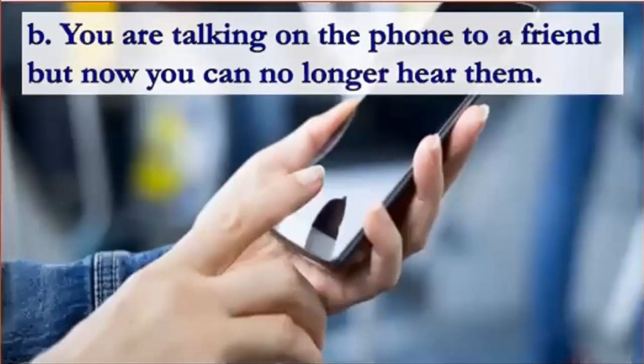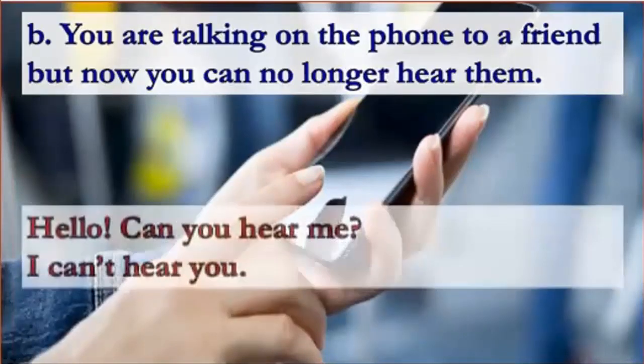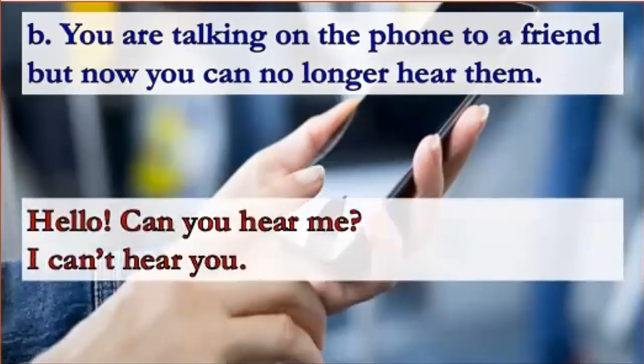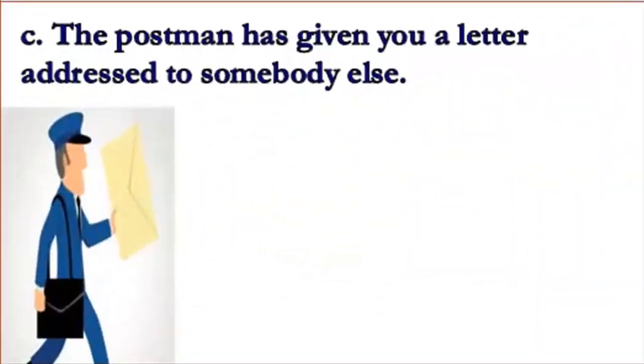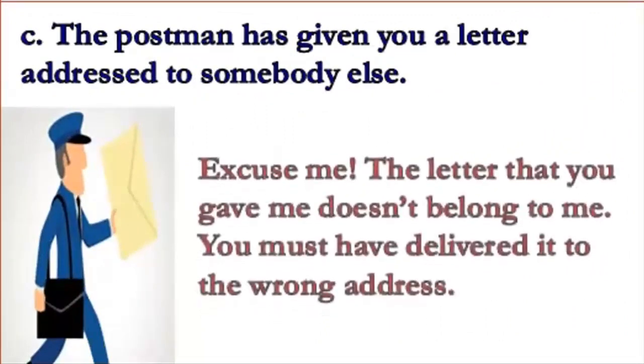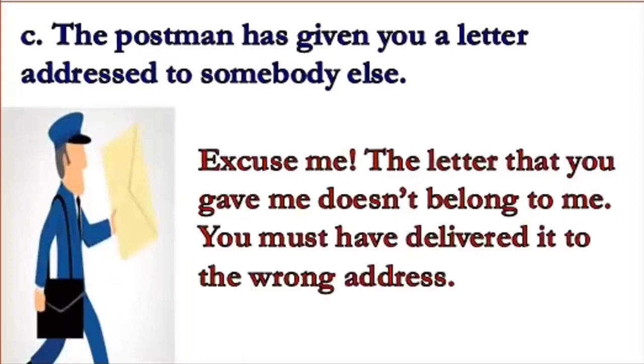Point B, you are talking on the phone to a friend, but now you can no longer hear them. Yes, you can say, hello, can you hear me? I can't hear you. Point C, the postman has given you a letter addressed to somebody else. And say, excuse me, the letter that you gave me doesn't belong to me. You must have delivered it to the wrong address.